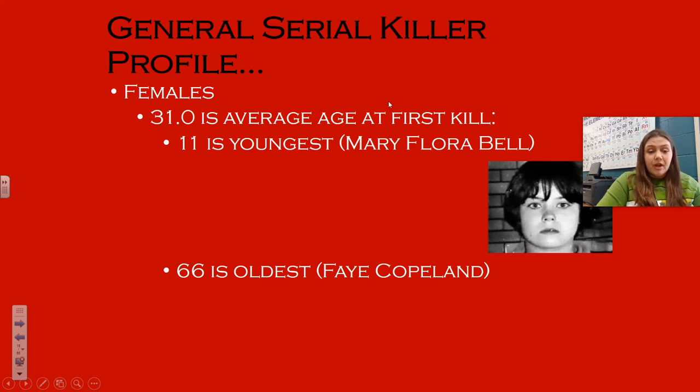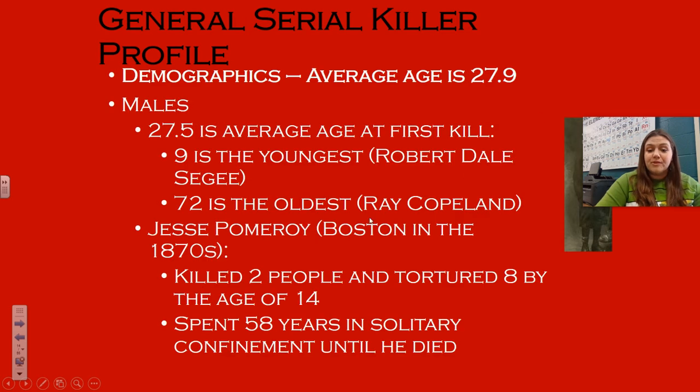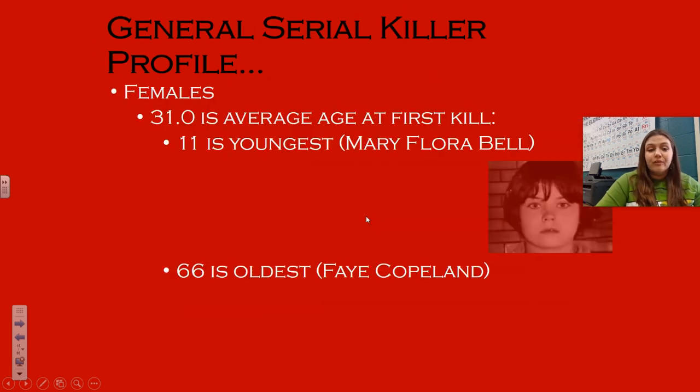Now for a female killer, again, there's way less of them, but they do exist. 31 is the average age of their first kill. So usually a little older, taking them a little longer to get there. But 11 is the youngest female serial killer. And 66 was the oldest, Faye Copeland. If you notice, their names are the same. Ray Copeland, Faye Copeland, they were an older couple that just decided to be serial killers in their old age.